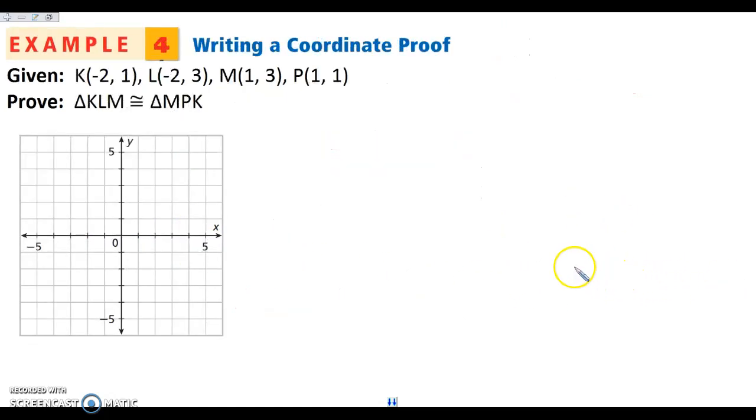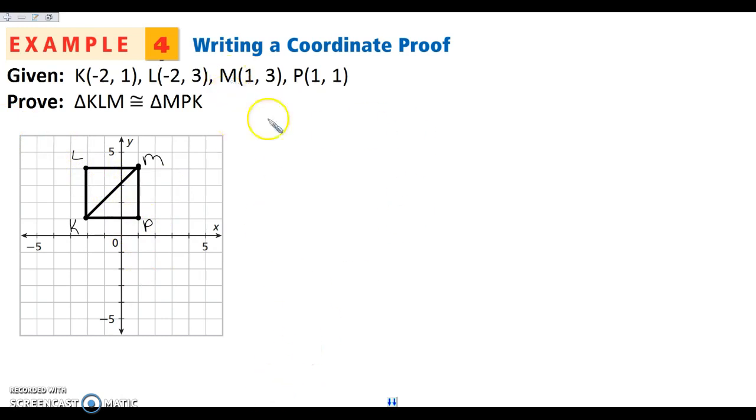All right. And the last one here that we're going to look at is plotting our points K, which is -2, 1, L, which is at -2, 3, M is at 1, 3, and P is at 1, 1. All right, so we have here K, L, M, P. I want to prove that triangle KLM, well, I don't have triangle KLM, so I need to draw in this diagonal so I have the triangle. I want to prove that these two triangles are congruent.